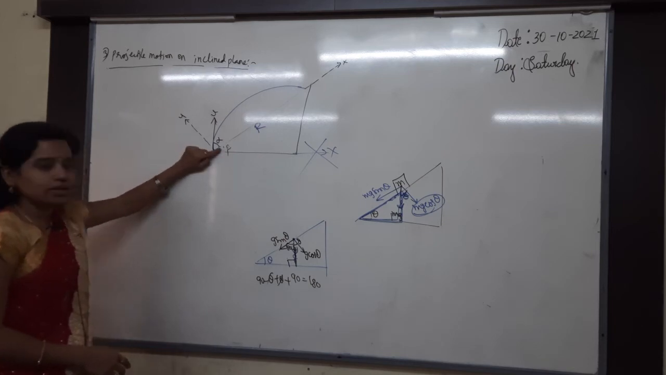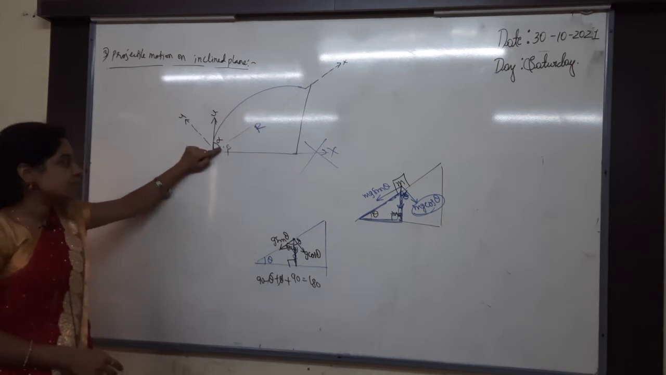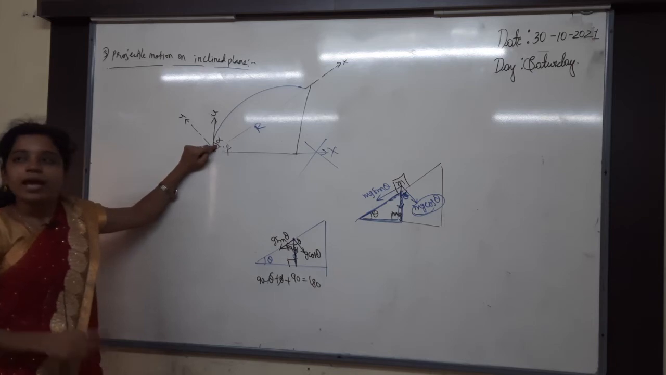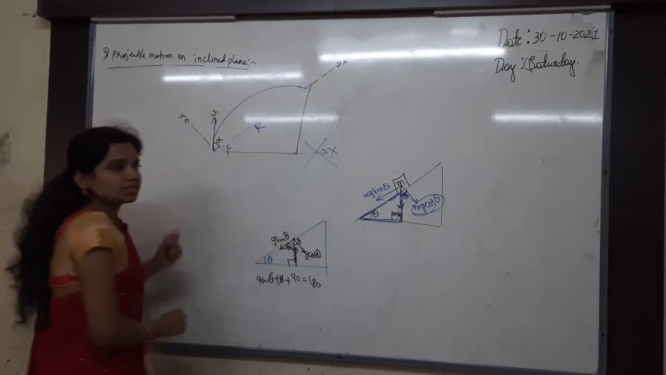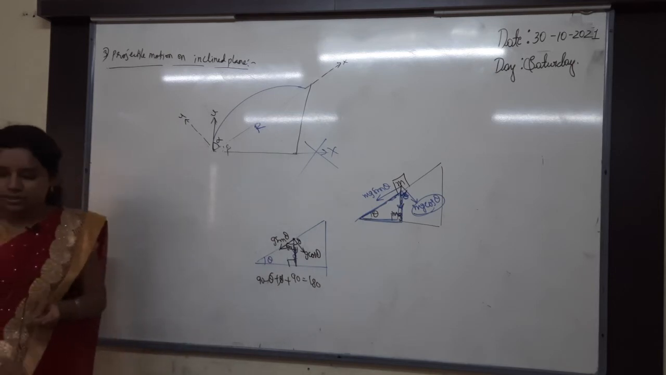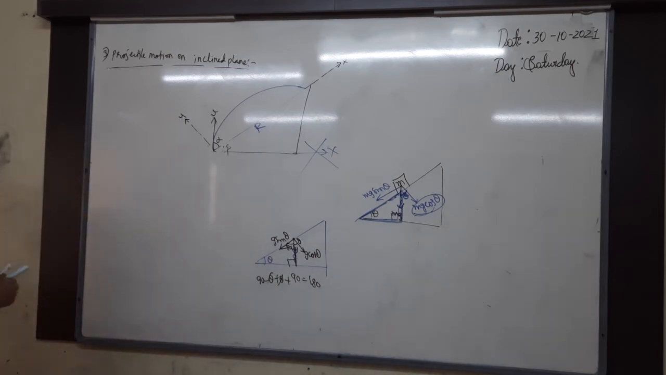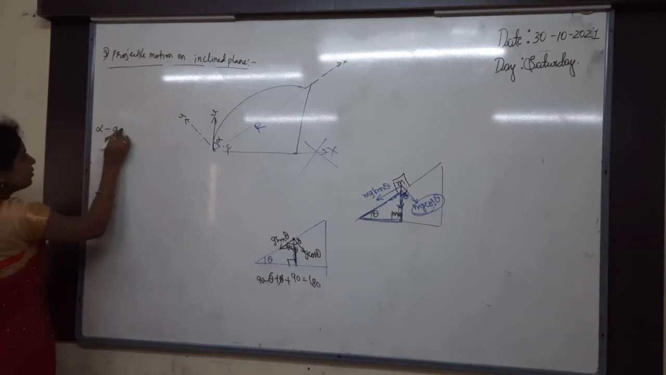What is the beta here? Angle of inclination. Alpha is what? Angle of projection with respect to which axis? X-axis. Okay, alpha is the angle of projection.